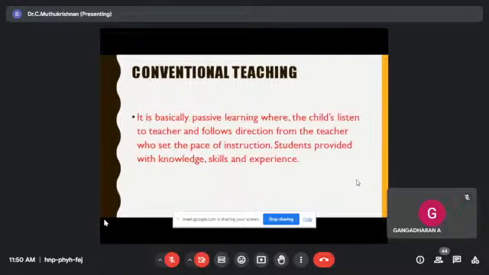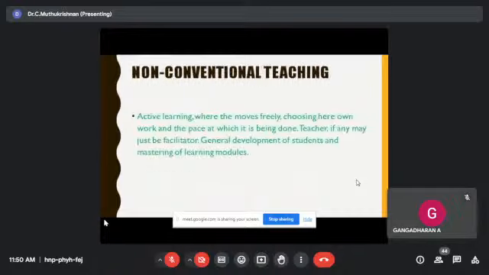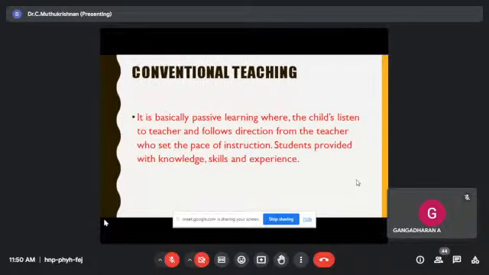And now the conventional teaching as well as the non-conventional teaching. What is meant by conventional teaching and what is meant by non-conventional teaching? Conventional teaching is basic and passive learning. In this method, the students do not act as active participants. The students act as passive listeners only. In conventional teaching, it is basic listening or basic learning, where the child listens to the teacher and follows the direction from the teacher, who sets the pace of instruction. Students are provided with knowledge, skills, and experience. This is called conventional teaching.